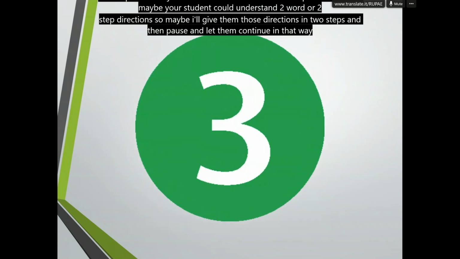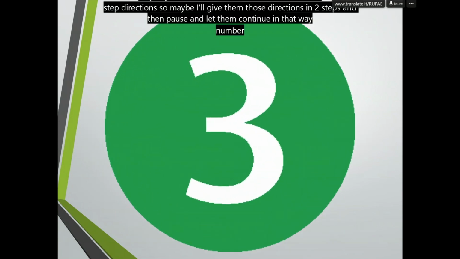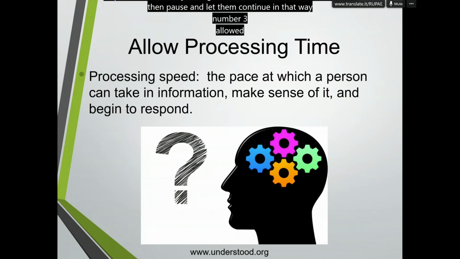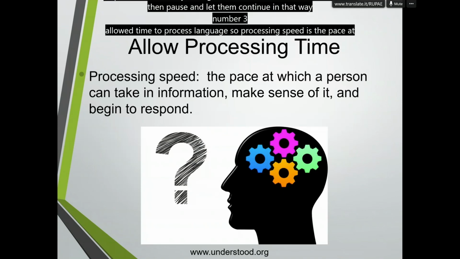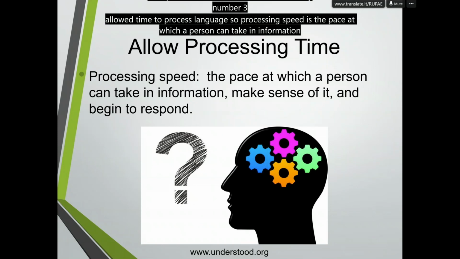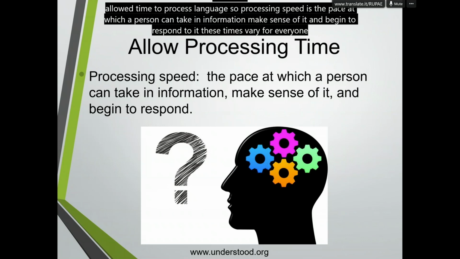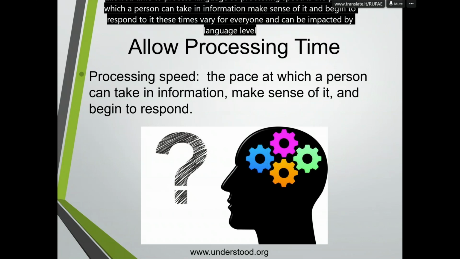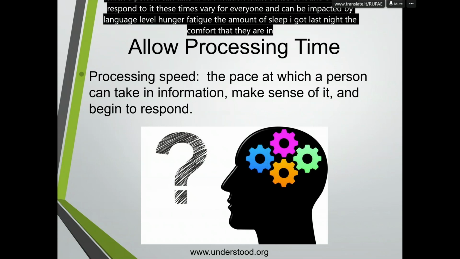Number 3, allow time to process language. So processing speed is the pace at which a person can take in information, make sense of it, and begin to respond to it. These times vary for everyone and can be impacted by language level, hunger, fatigue, the amount of sleep they got last night, the comfort that they're in, and background noise is a big one.